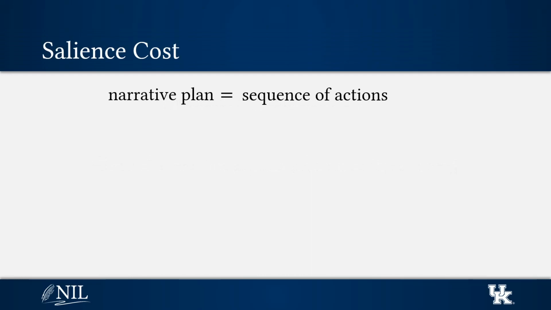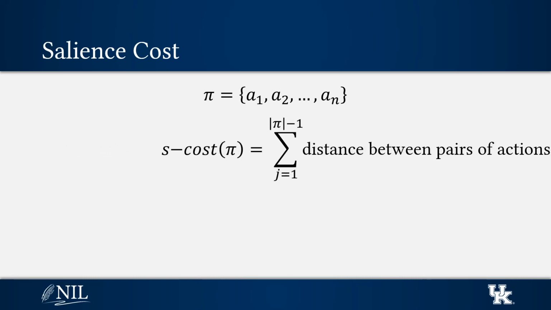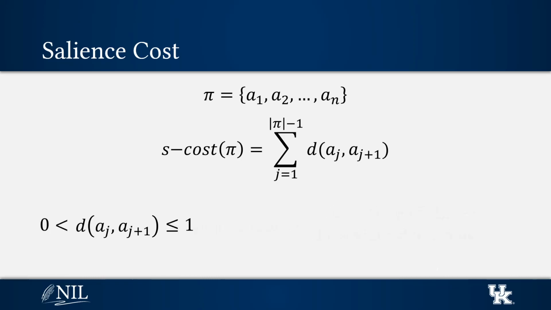A narrative plan is a sequence of actions. We can define the salience cost of a plan as the sum of the salience distances between each pair of actions. So we'll add up the distance between the first and second action, the distance between the second and third action, and so on. We can define the distance between 2 actions based on the number of indices they have in common. Actions that involve the same characters, the same places, are closer together, and actions with different characters in different places are farther apart. We want this distance value to be between 0 and 1, but we never want the distance to go all the way to 0 for a reason we'll discuss later.